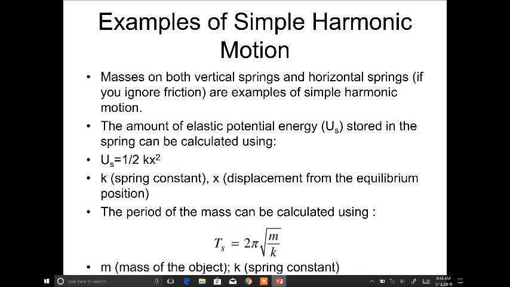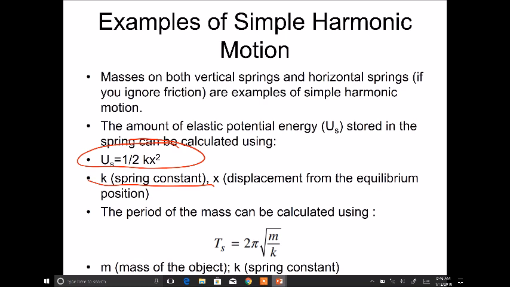Now, some examples of simple harmonic motion include masses attached to both vertical springs and horizontal springs. We're assuming here that we're going to ignore friction. We can calculate the amount of elastic potential energy stored in a spring using this equation, where U sub S is the elastic potential energy. It's equal to 1/2 times K. Again, K is the spring constant, and X here is the displacement away from the equilibrium position.